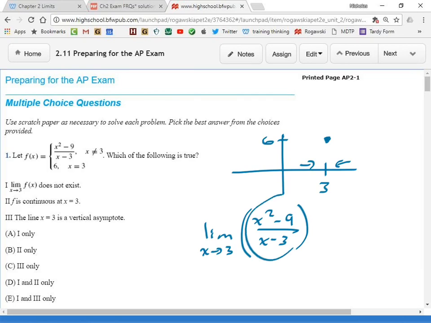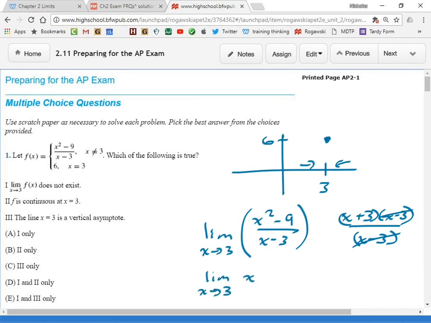Since this is just a polynomial divided by a polynomial, we're going to see if we can factor and cancel something out. There's a difference of squares on top, so we can factor that to be x plus 3 and x minus 3. Then, hopefully you can see, we can cancel out these x minus 3's. So really, this is the same as asking, what is the limit of x plus 3 as x approaches 3? Let's try direct substitution again. We plug in the 3, and we get 6. Oh, that's good news.